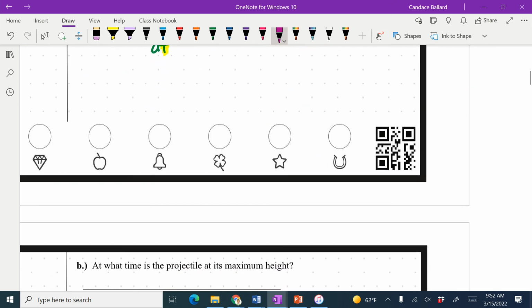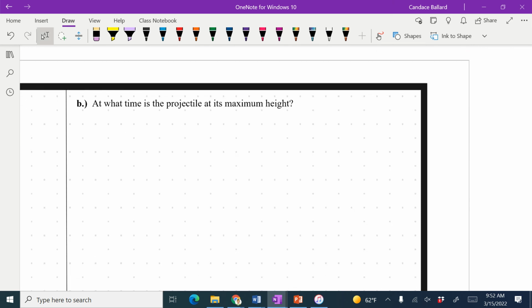All right, let's look at part B. At what time is the projectile at its maximum height? Okay. Which variable typically deals with height? The x or the y? The y typically deals with height, right? Y is our height on our graph. So it really is happening when our derivative of the height part, the y part, is equal to, actually the derivative of the whole thing is equal to 0, right? That's when maxes and mins occur, when derivative is equal to 0.